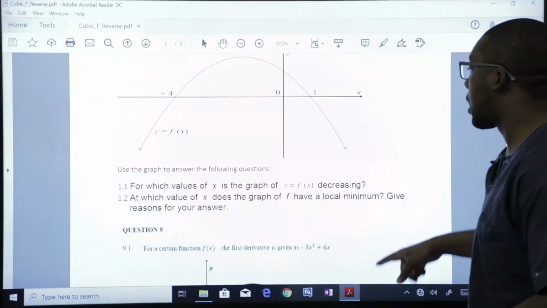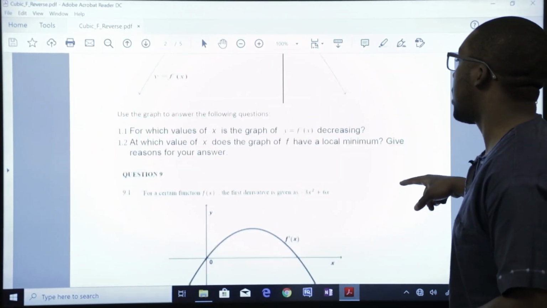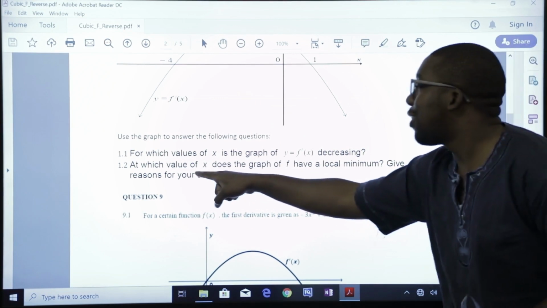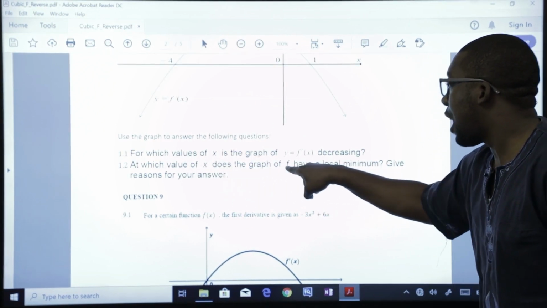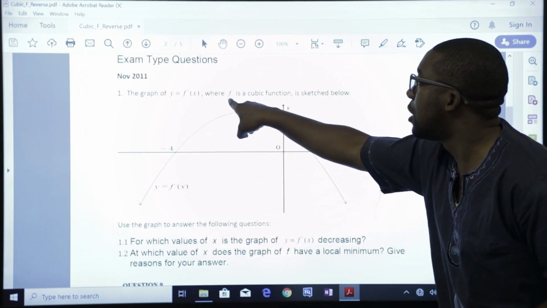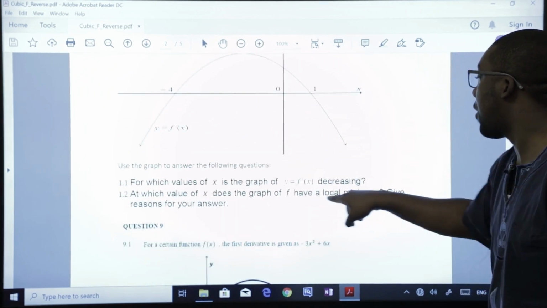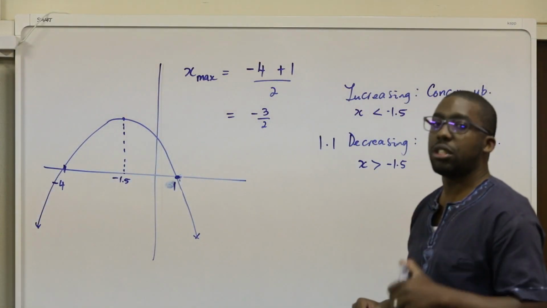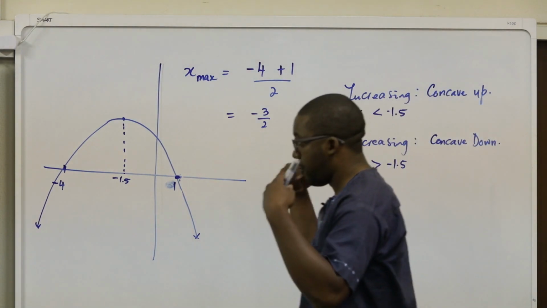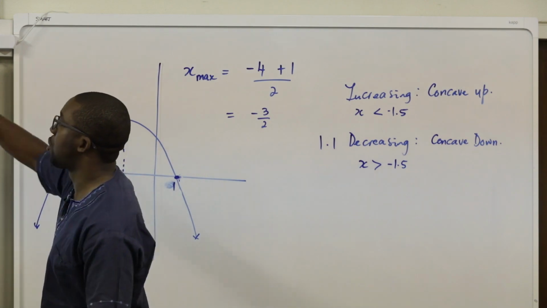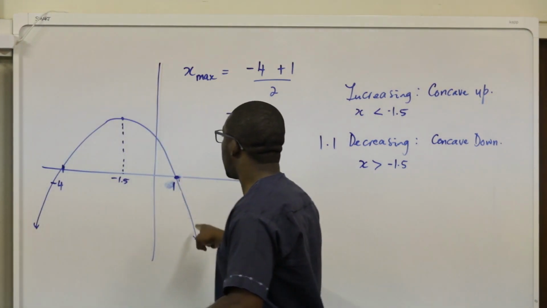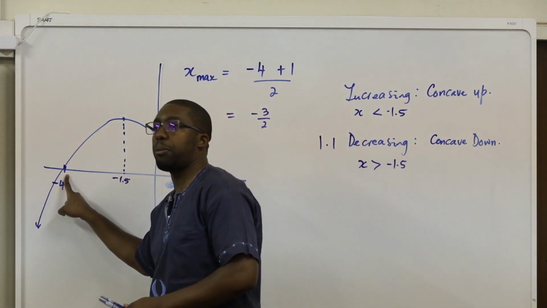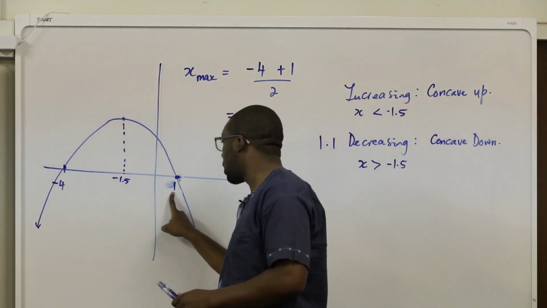At which value of x does the graph of f, the original cubic function, have a local minimum? Give reasons for your answer. To answer that question successfully, you need to have an appreciation of the connection between the parabola and its cubic function. This tells you that originally the coefficient was negative. And this was the first stationary point, and this was the second stationary point of the original f of x.